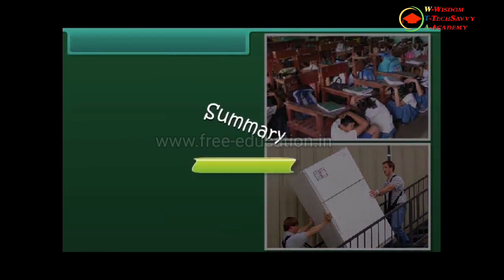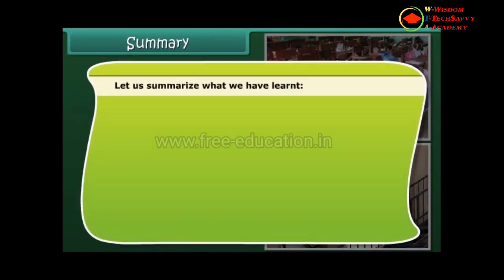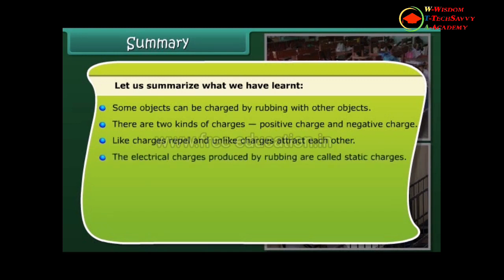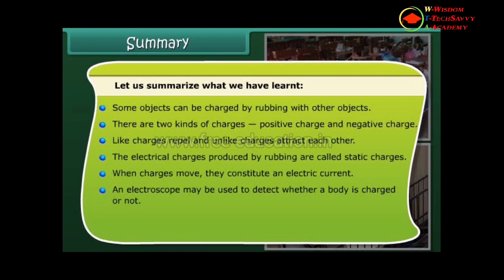Summary. Let us summarize what we have learned. Some objects can be charged by rubbing with other objects. There are 2 kinds of charges, positive charge and negative charge. Like charges repel and unlike charges attract each other. The electric charges produced by rubbing are called static charges. When charges move, they constitute an electric current. An electroscope may be used to detect whether a body is charged or not. The process of transfer of charge from a charged object to the earth is called earthing.